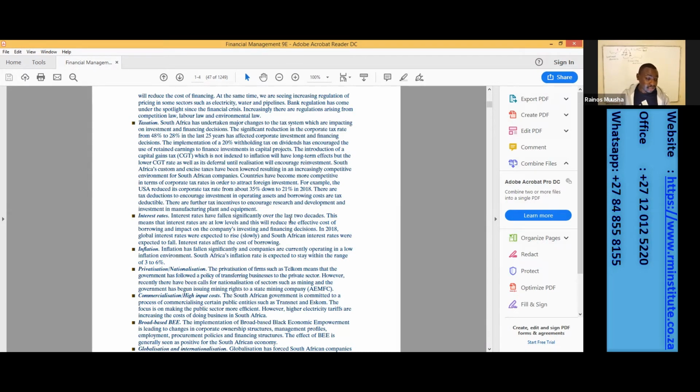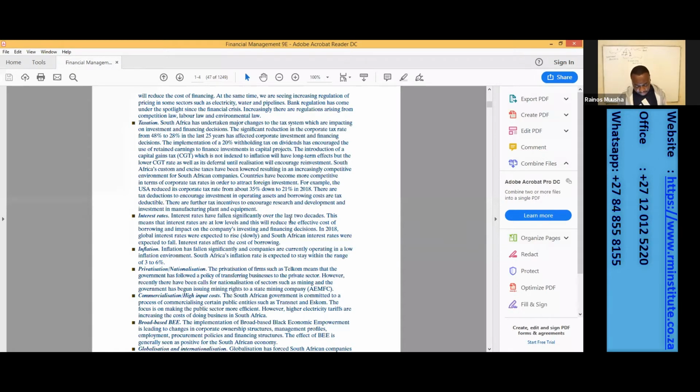Even if you look at the Reserve Bank, they've also lowered the interest rates. Now that's why you see that the interest environment that we are currently in is lower, mainly because they are trying as much as possible to revive the economic activity so that people are able to access more financing for their different projects at a cheaper cost.